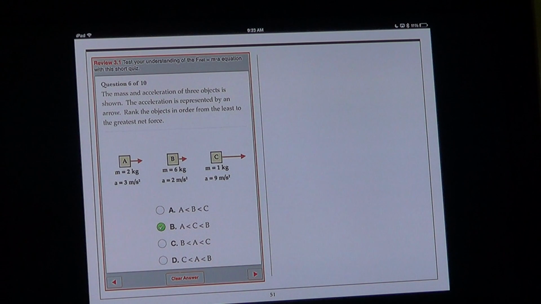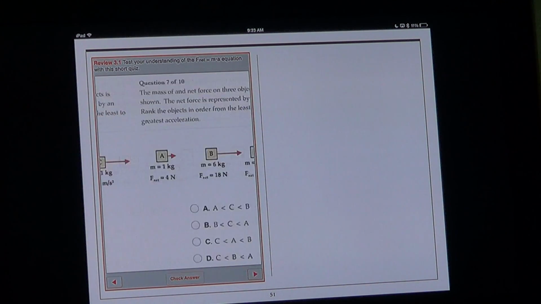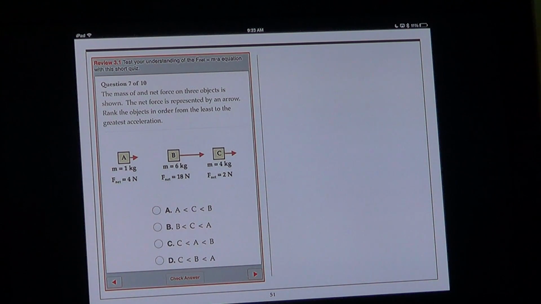So the arrows are not to scale, I guess. The mass and net force is shown. Rank the objects from the least to the greatest acceleration. So how do we, well, there's acceleration. It's net force divided by mass. I apologize, I wrote that down wrong earlier. Number C.